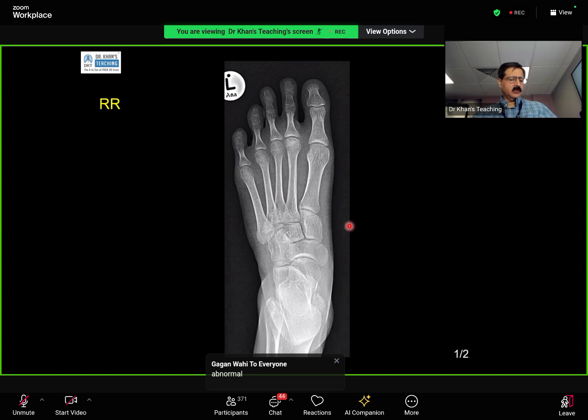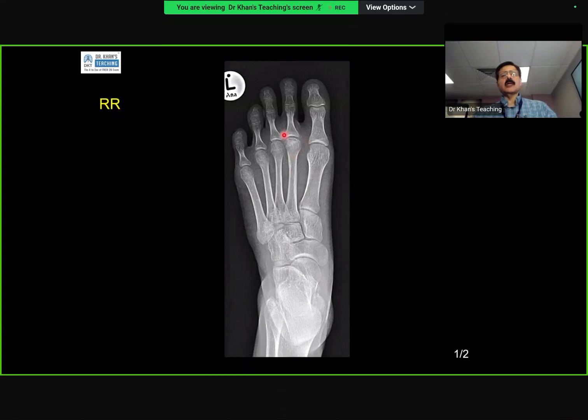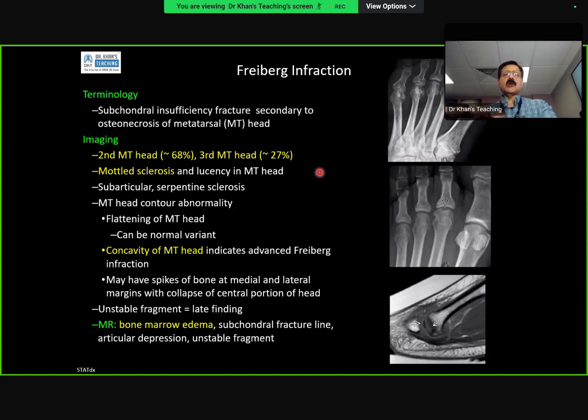Normal, abnormal. Just looking at the second metatarsal head, it looks a bit flattened to me, and really sclerotic as well. It could be Freiberg's. So the candidate has pointed this out, and this is Freiberg disease.